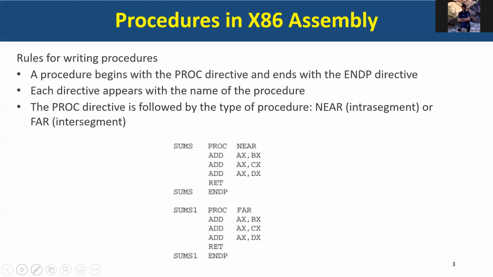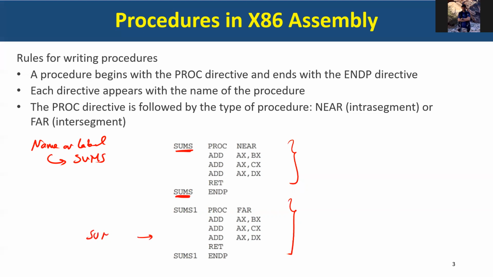Let's see the rules for writing a procedure. Okay, here are examples for the procedures. Okay, different examples. So for any procedure, we need first the name of the procedure or label. So you can say name or label, whatever you like. In that case here, the first one, it's sums. In that one here, it's sum one.